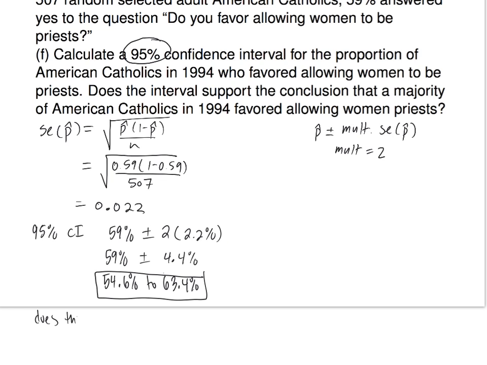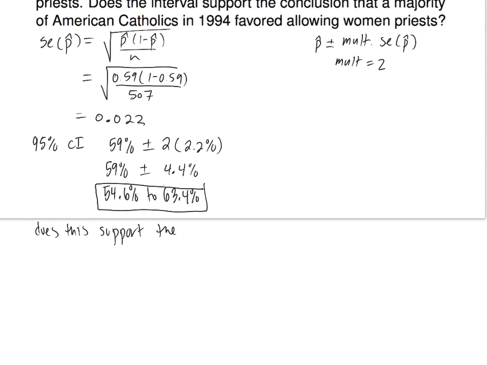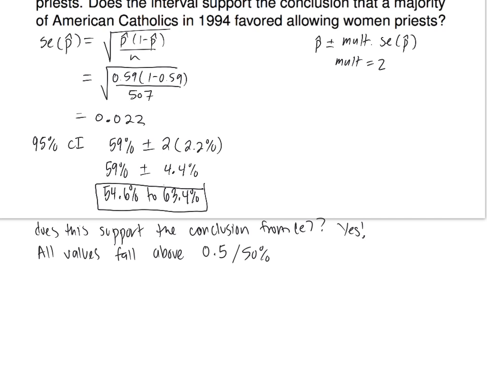So, does this support the conclusion that a majority of Catholics favor women being priests? We'll say from part E, and the answer is yes, it totally does, because this is your list of plausible values for that proportion, right? And they're all bigger than half. Yes? So all values fall above 0.5, or 50%, right? But it is a little bit close, isn't it? You see what I'm saying? Like that low end is kind of close to 50%-ish, right? Yeah. So do with that what you will.